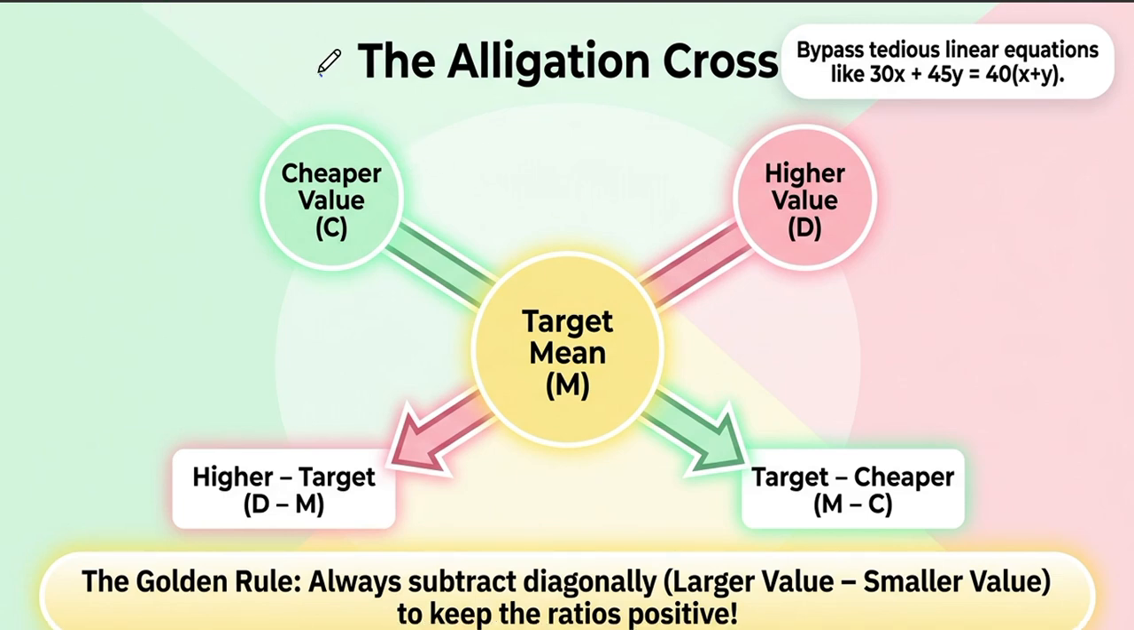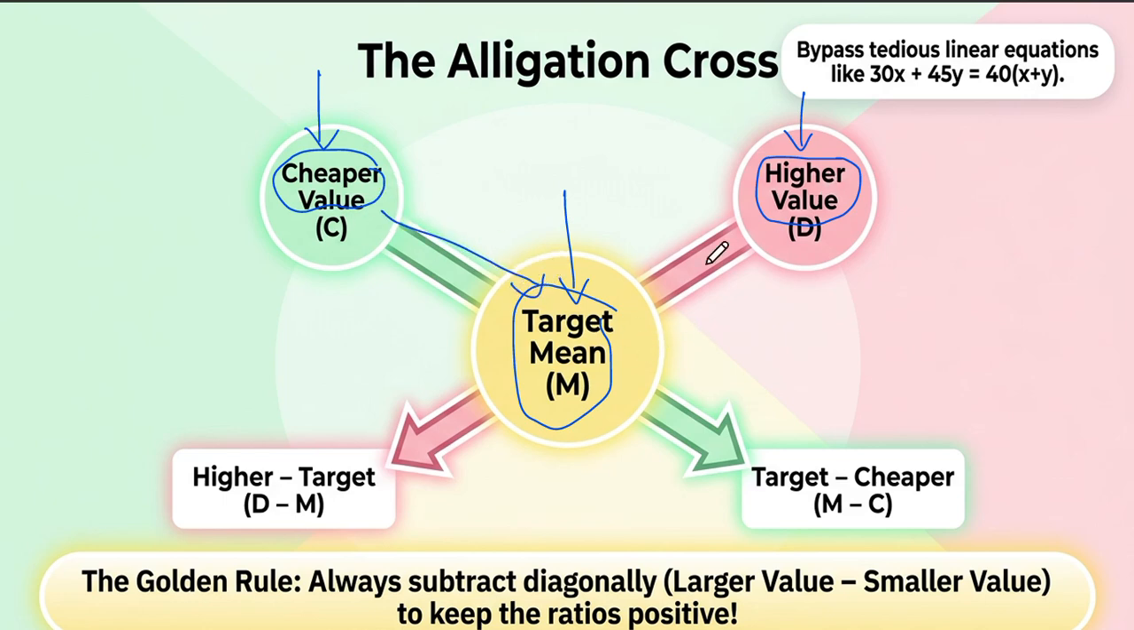On the left side we'll write the C value, the cheaper value. On the right side we'll write the higher value, that is B. In the middle we'll write the target mean value. The golden rule is that we have to subtract these values diagonally. Cheaper value subtracting with the mean value, and higher value also subtracting with the mean value.